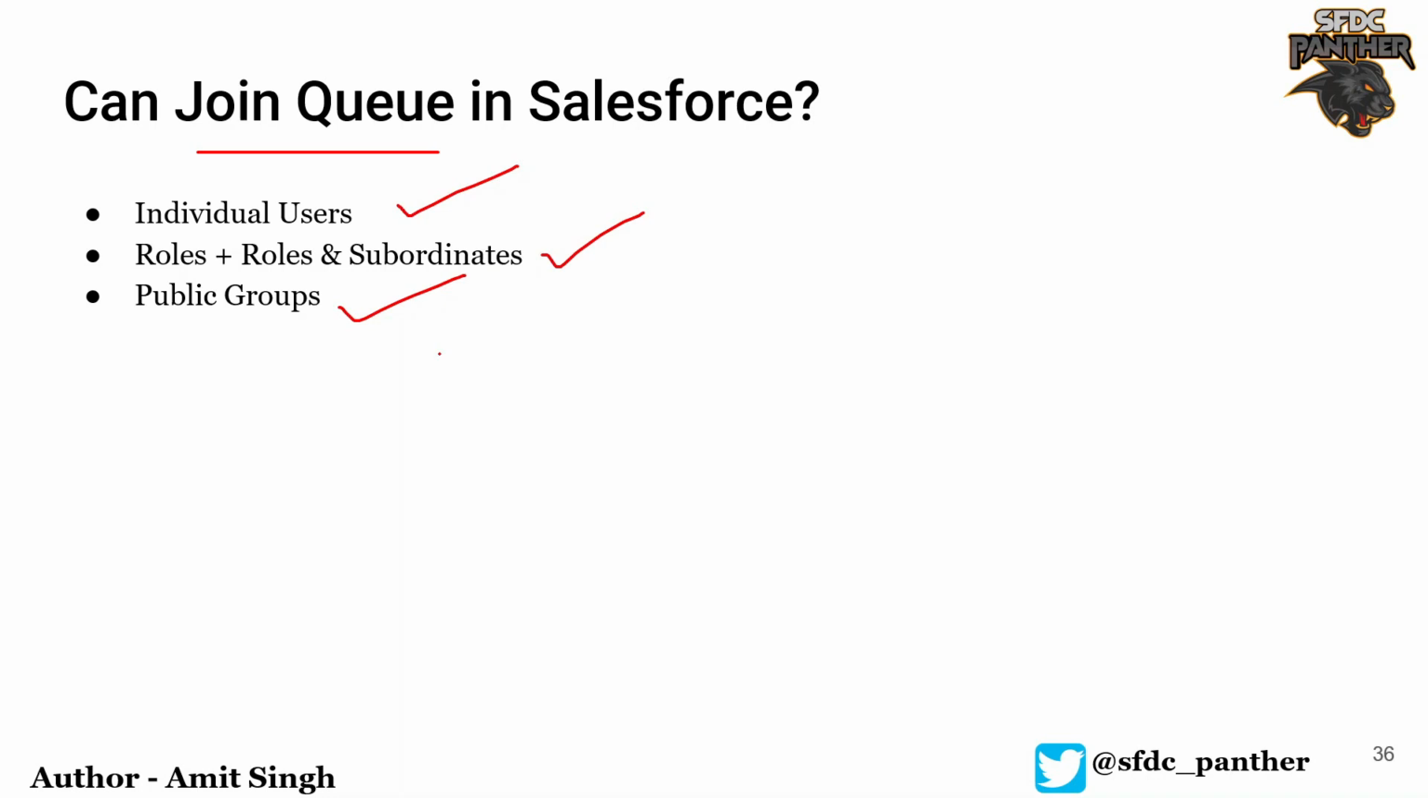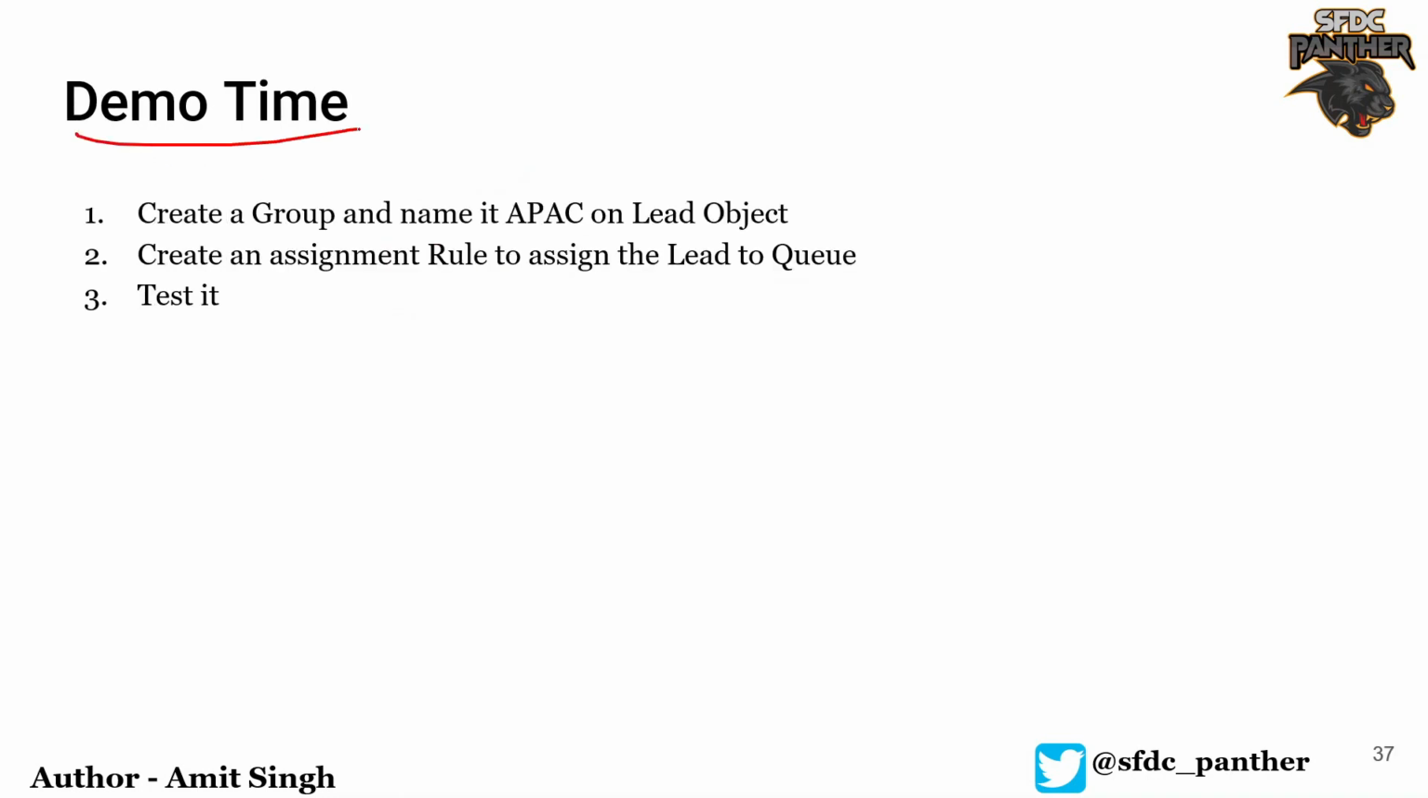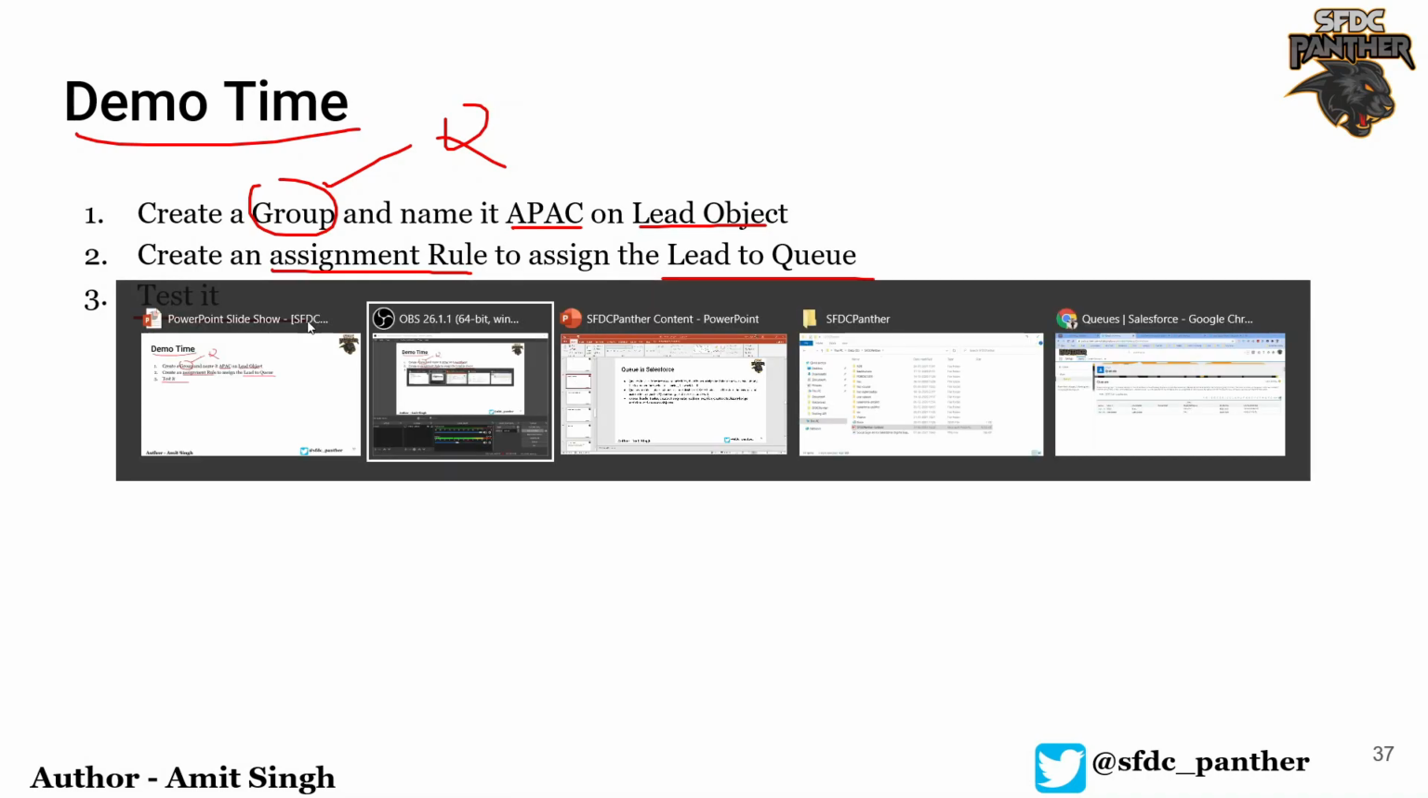Now we are going to have a real-time demo where we are going to create a queue, which is not a group, and we will name this queue AMER. The object we are going to use is the lead object. Then we are going to create an assignment rule on that lead object, assign the lead to the queue which we have created, and after that we are going to test this. So let's quickly do this.